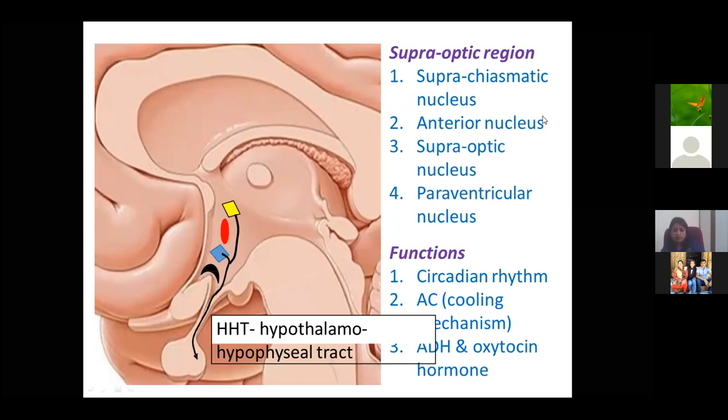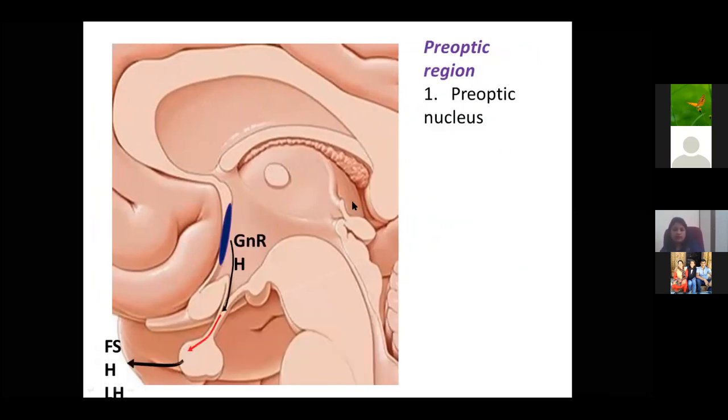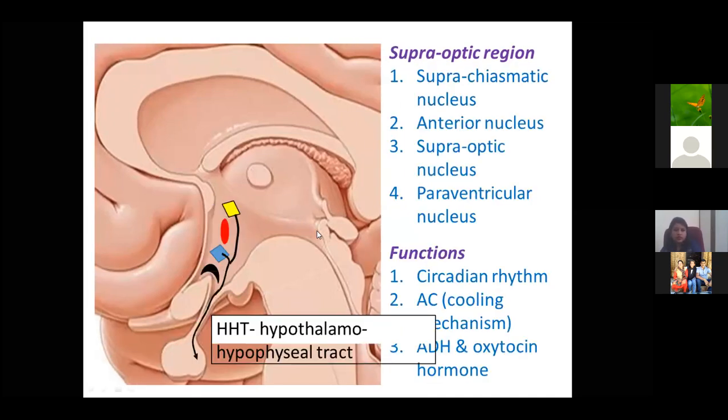So preoptic nuclei mainly concerned with the supraoptic nuclei mainly concerned with the circadian rhythm and release of ADH and oxytocin hormone to the posterior pituitary gland. So the pituitary gland and the hypothalamus are connected through what is called the hypothalamo-portal venous system, that transmits the hormones to this portal venous system.